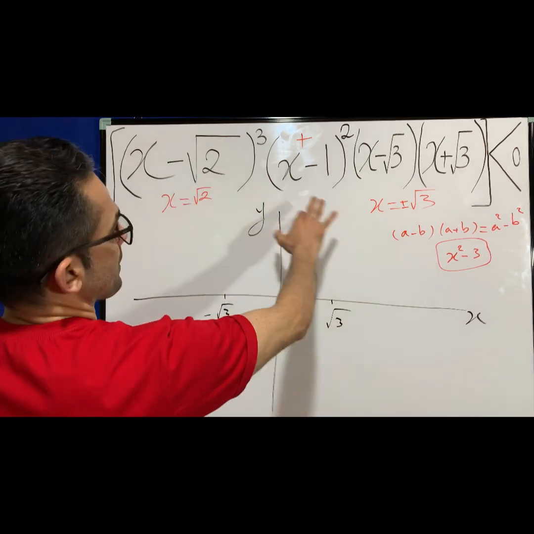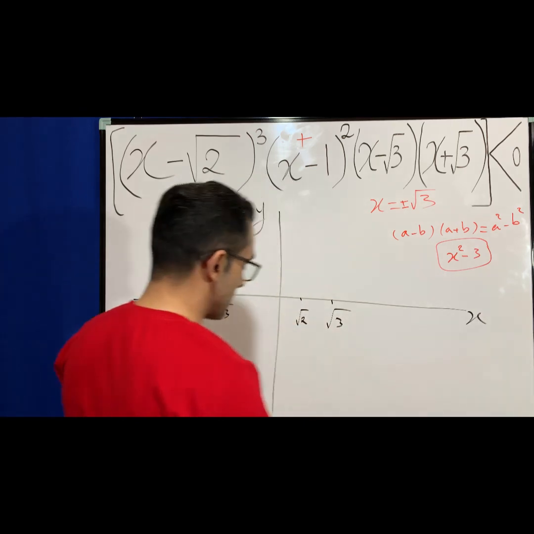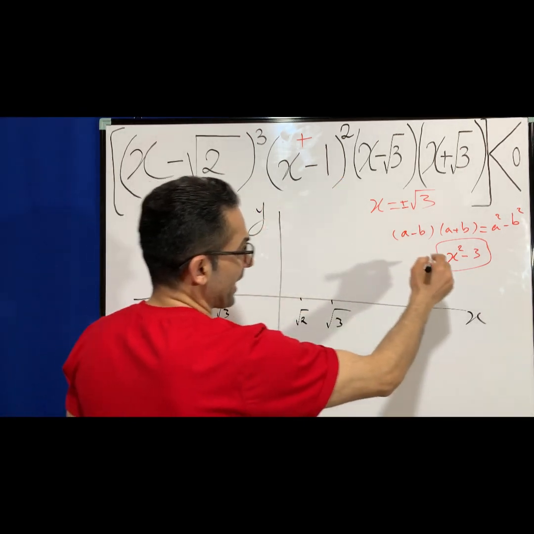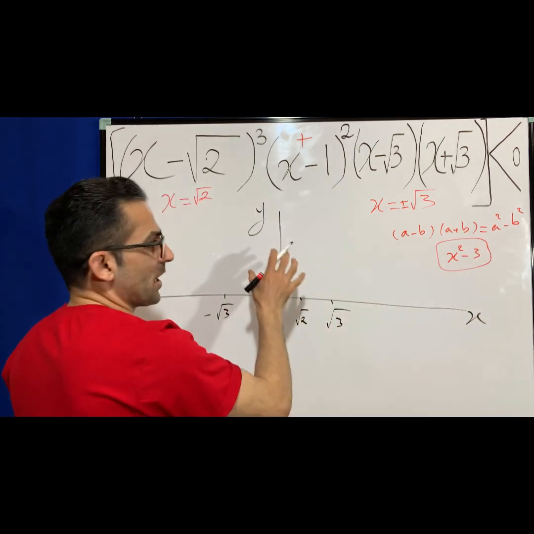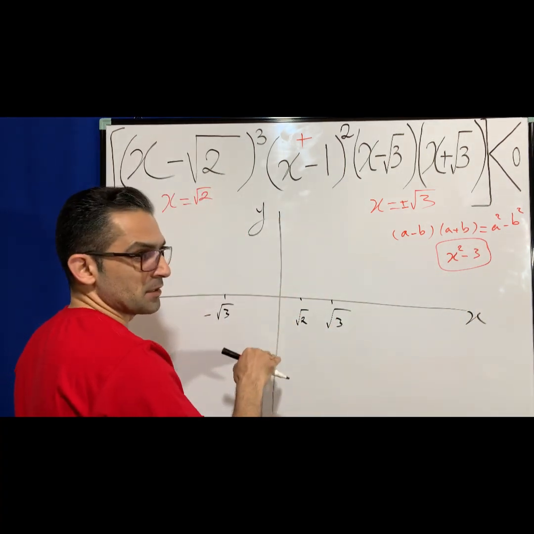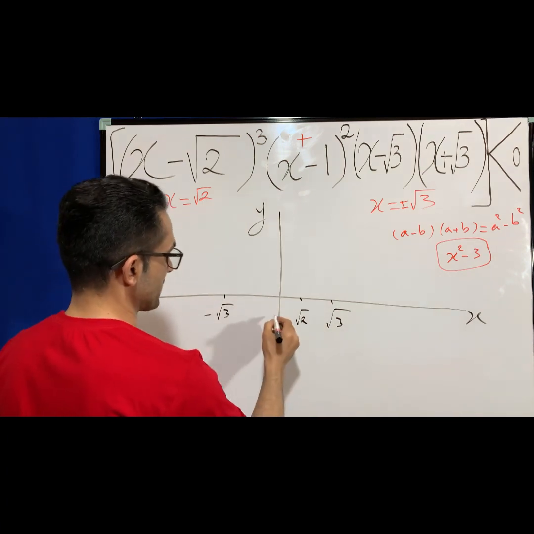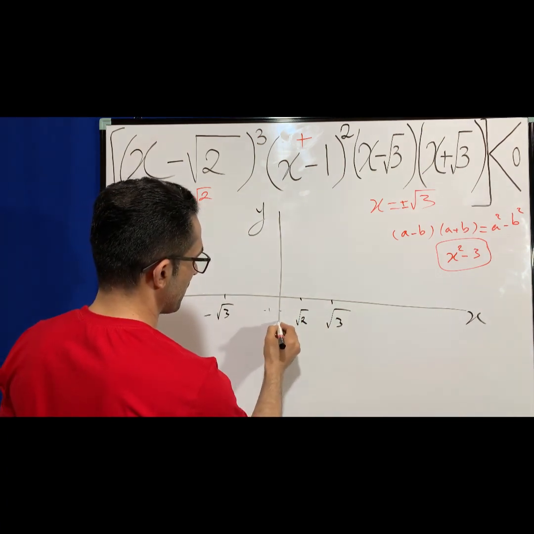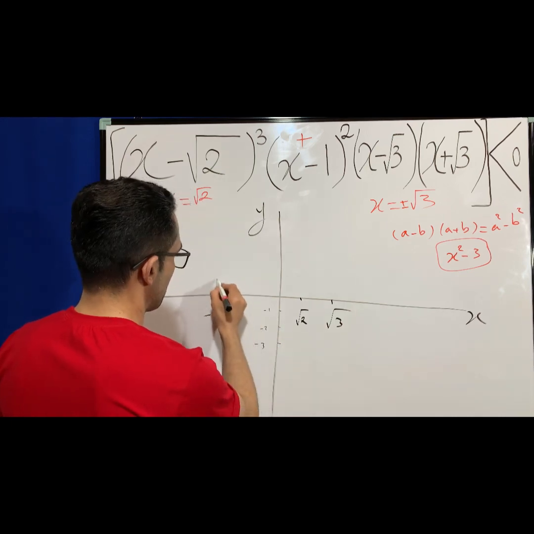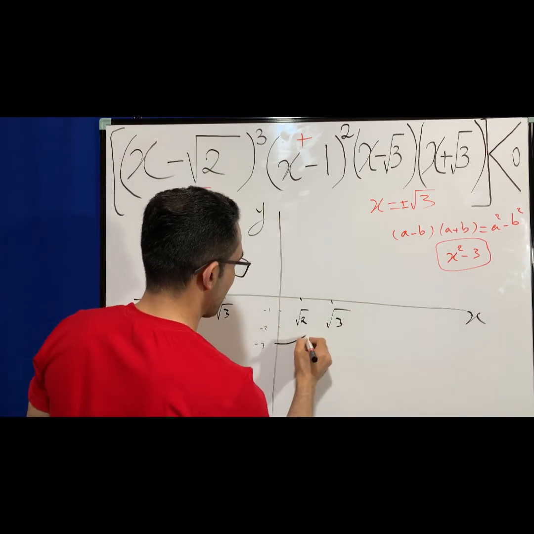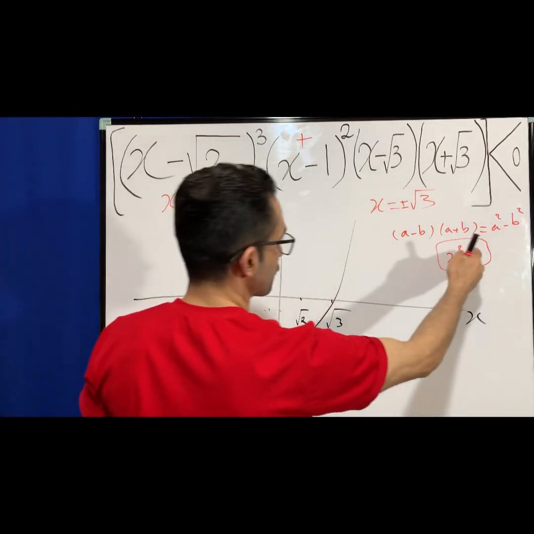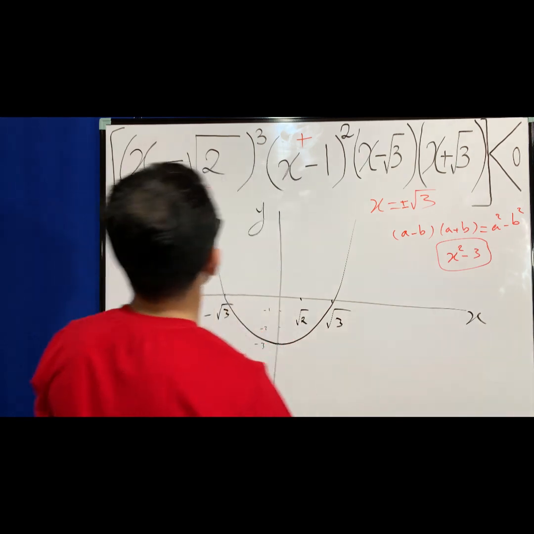Okay, x squared minus 3. This is the graph of x squared. X squared minus 3, I shift by 3 values downward, I mean below the origin on y-axis. Negative 1, negative 2, negative 3. And this is something like this. The graph of x squared minus 3.